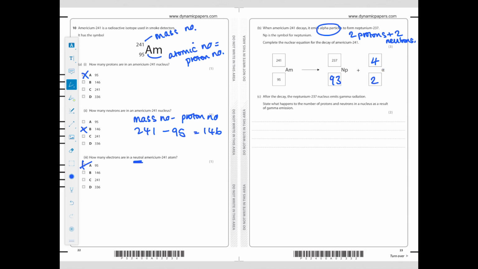After the decay, the neptunium-237 nucleus emits gamma radiation. State what happens to the number of protons and neutrons in a nucleus as a result of gamma emission. They're trying to trick you here. Remember that gamma is an electromagnetic wave, and therefore the number of protons and neutrons is unchanged.